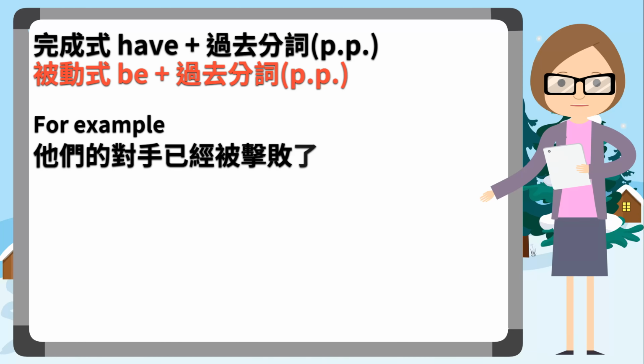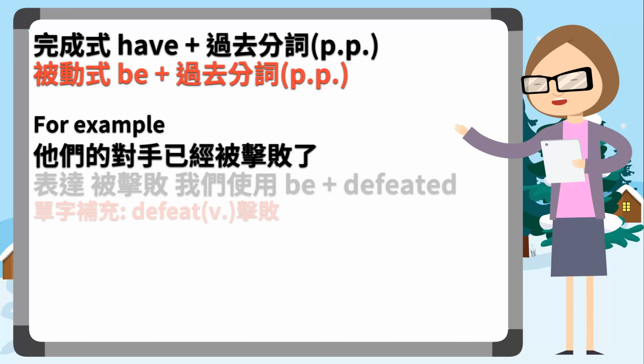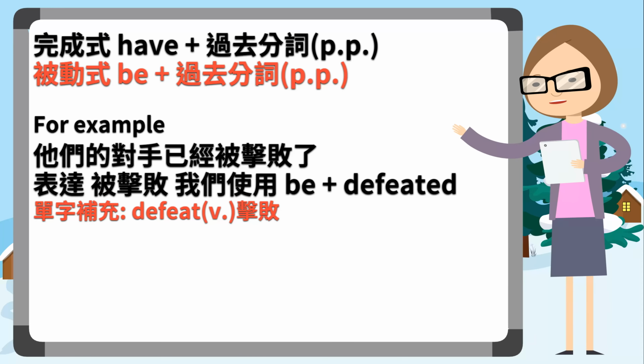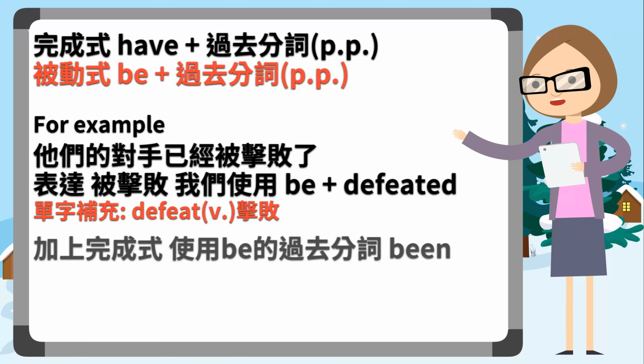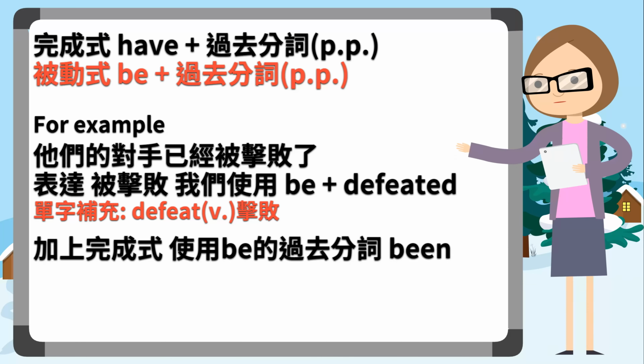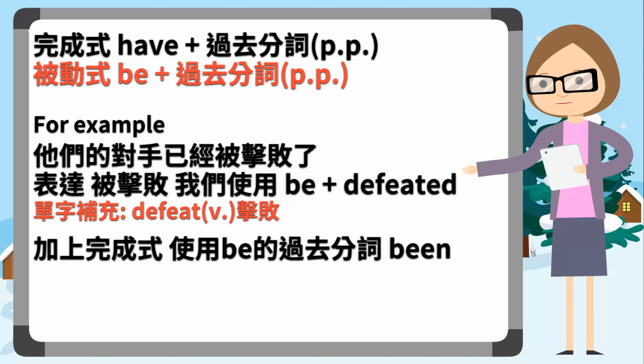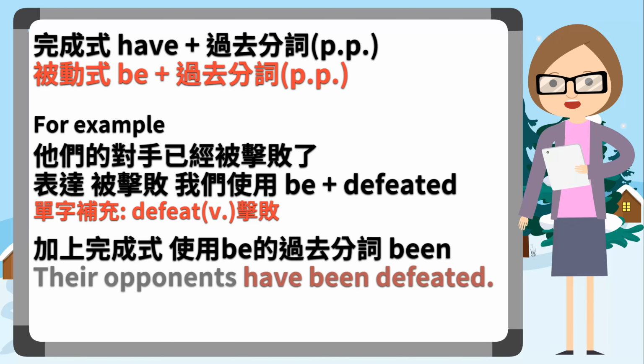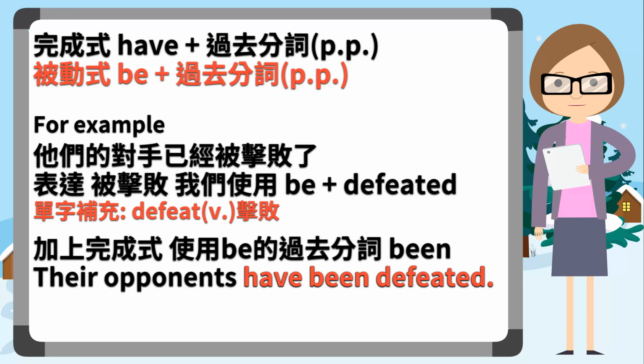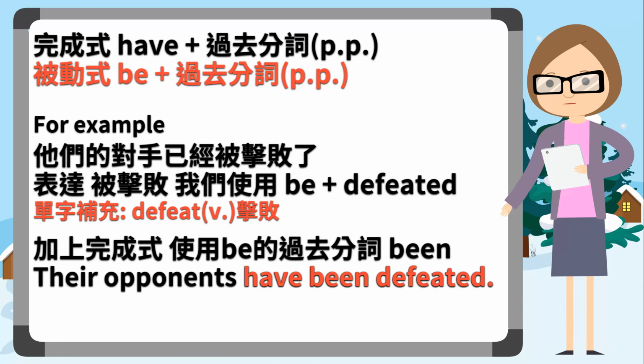他们的对手已经被击败了。表达被击败，我们使用 be 动词再加上 defeated。我们在前面再加上完成式，我们使用 be 的过去分词 been。所以我们将句子写成 Their opponents have been defeated.